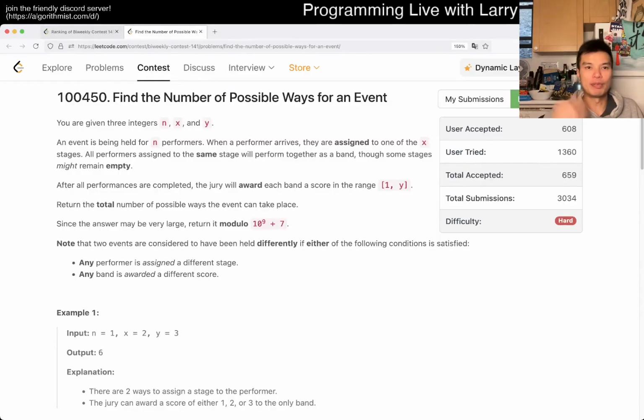This is me going with Q4 of the bi-weekly contest 141. Find the number of possible ways for any event.